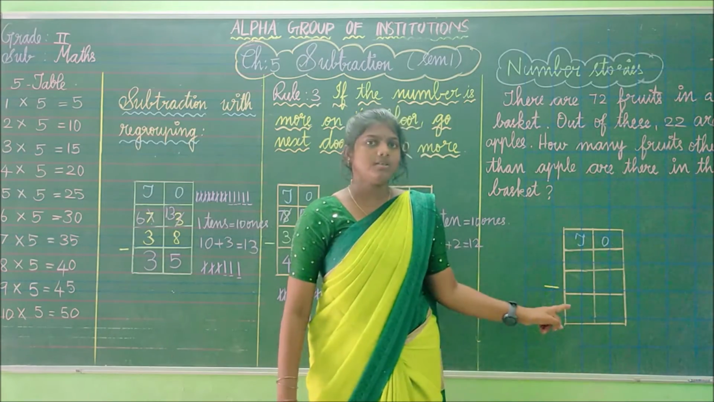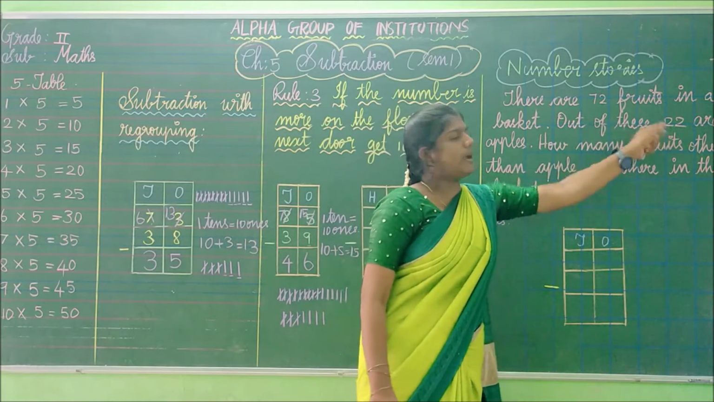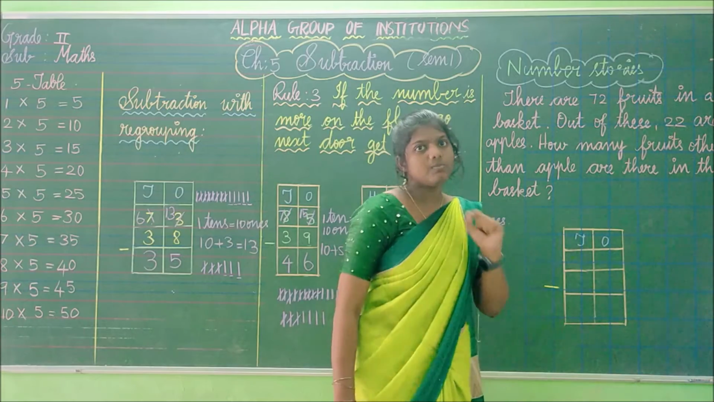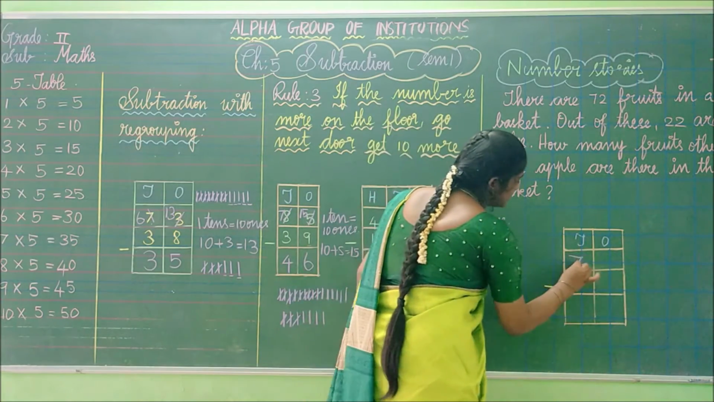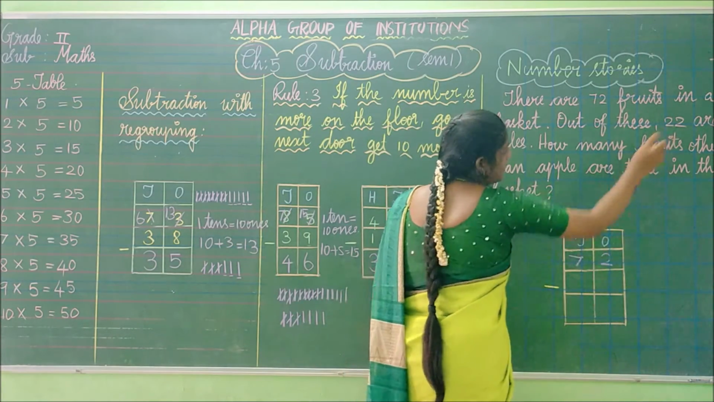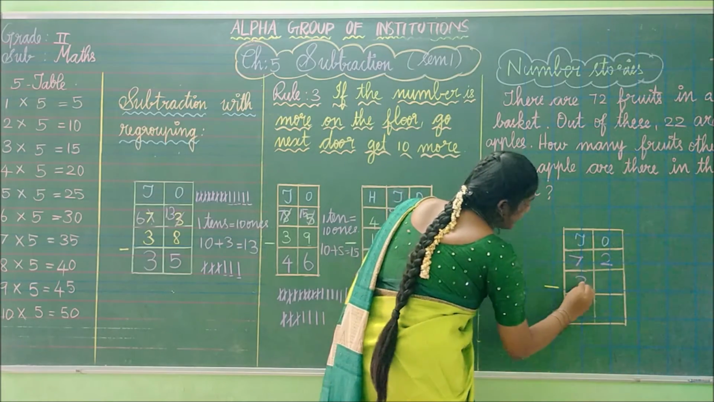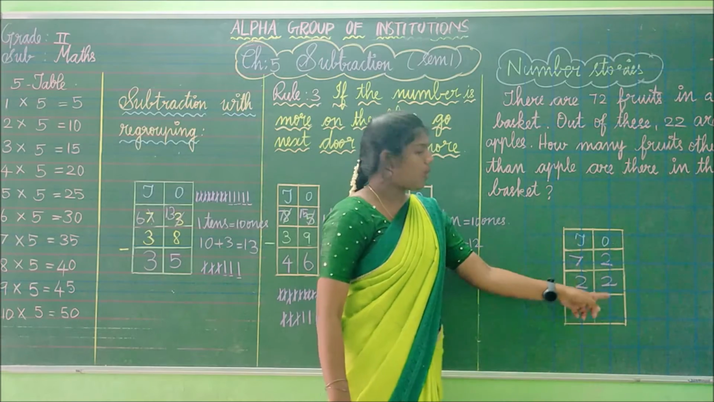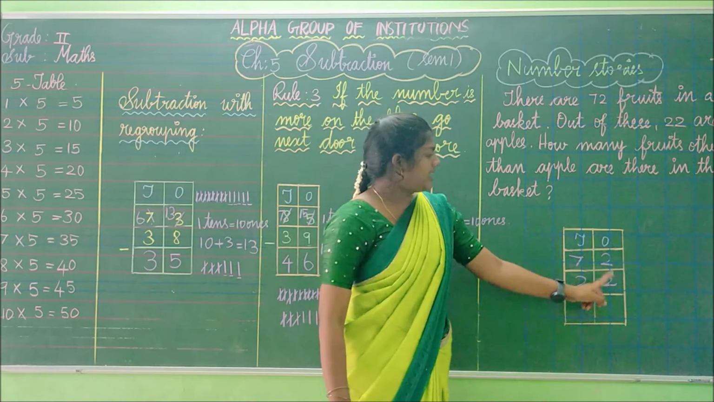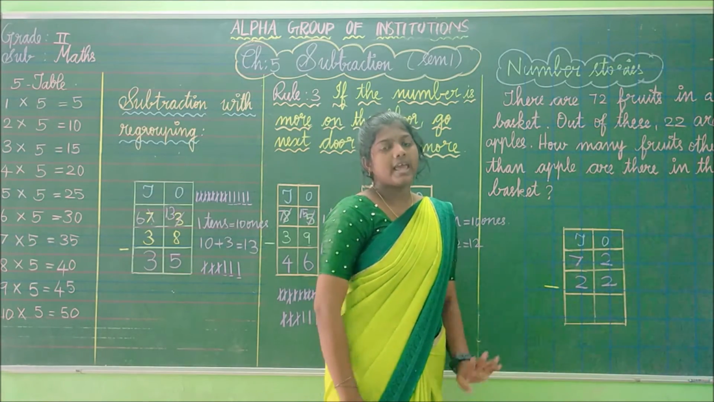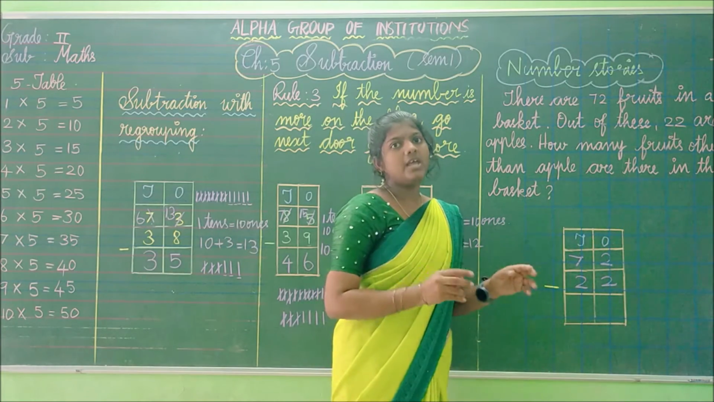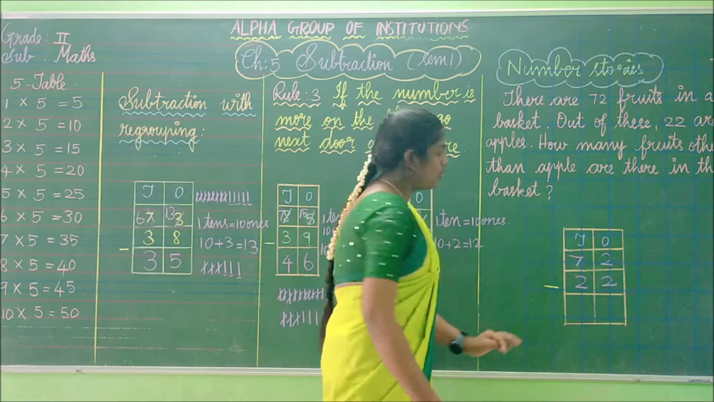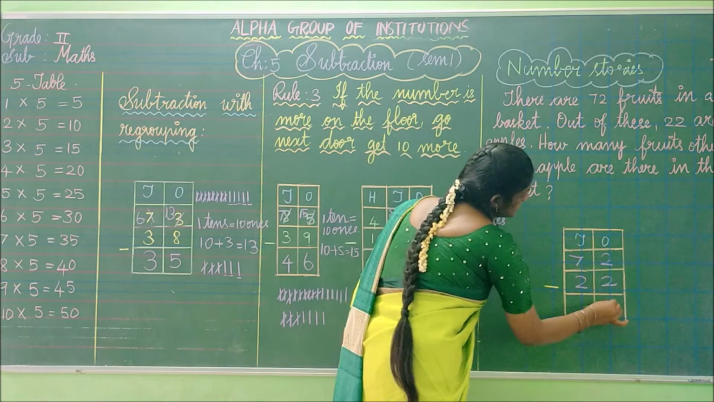Shall we fill this box? Okay. 72 and 22. Which is bigger number? Yes, 72 is bigger number. So I am going to write 72 and 22 at the bottom. So we should start subtracting from ones column. So 2 minus 2 is, yes, 0. If we subtract a number from itself, we will get 0. So 2 minus 2 is 0.